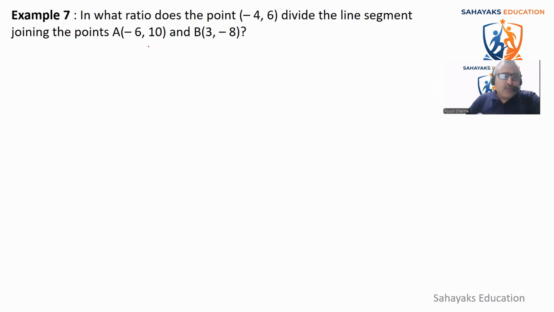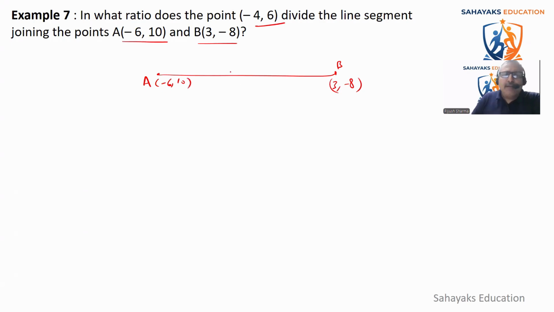Okay, so coming to the next question, it says, in what ratio does the point minus 4, 6 divide the line segment minus 6, 10 and 3, minus 8. So there is a point A and there is a line. It is 3, minus 8. So I'll just say point B, and this is point A. It is minus 6, 10. Now they want to know this point minus 4, 6 somewhere in the middle, and we need to find in what ratio it divides it.